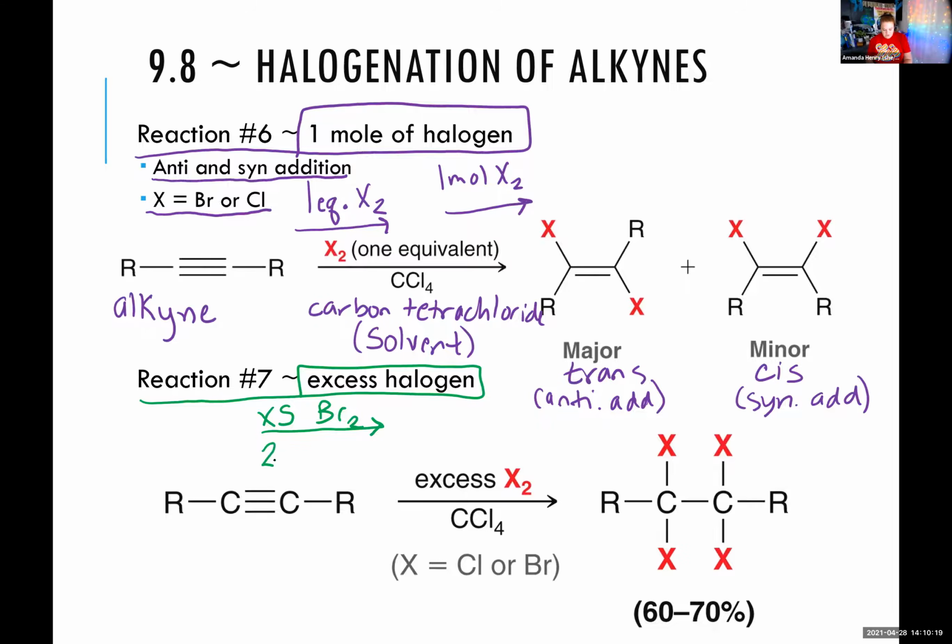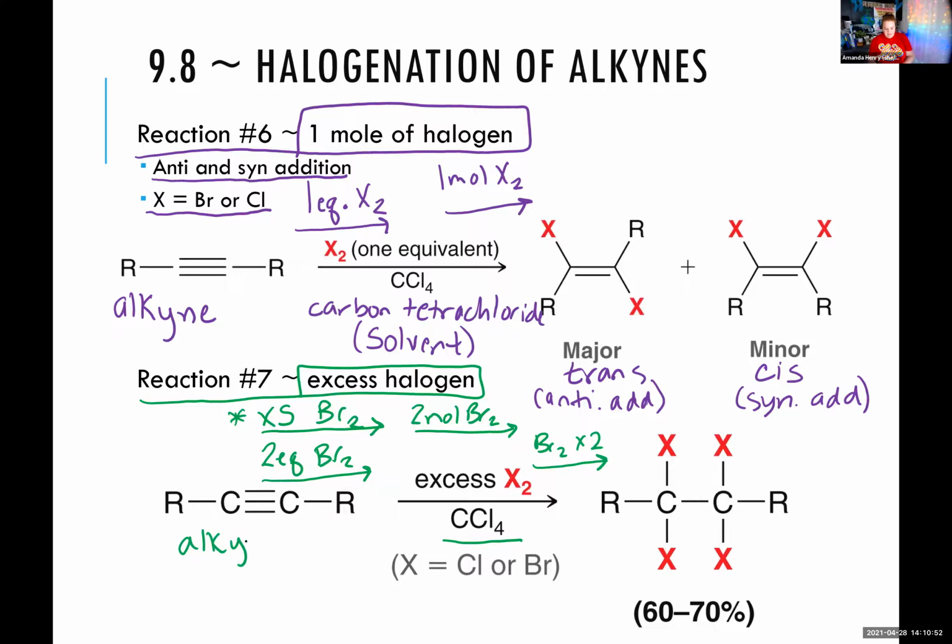We could write it as 2 equivalents of Br2, 2 moles of Br2. And then you might also see it written as Br2 times 2. Probably not as common, but it would definitely work. The excess, just the letters XS, is definitely the most common. It's the shortest. It's the quickest to write. We like our abbreviations, so that's probably the one you'll see the most. Same solvent, carbon tetrachloride.